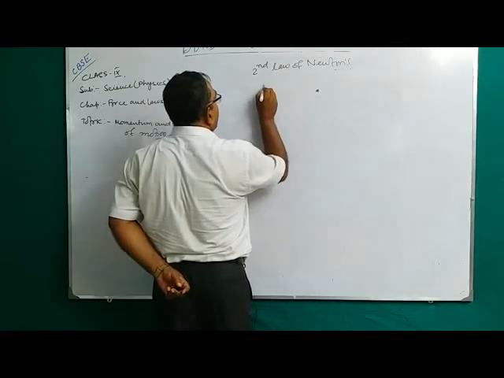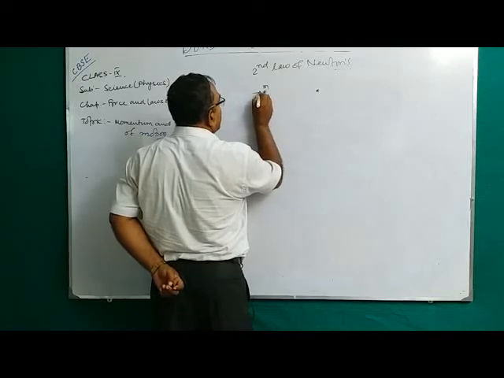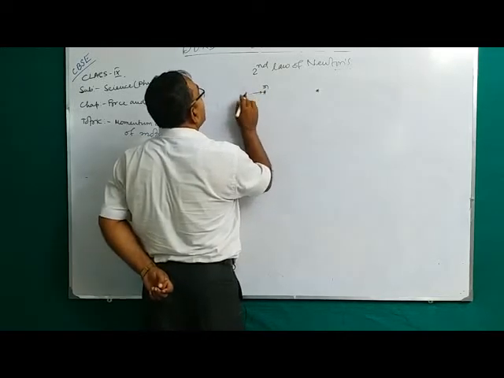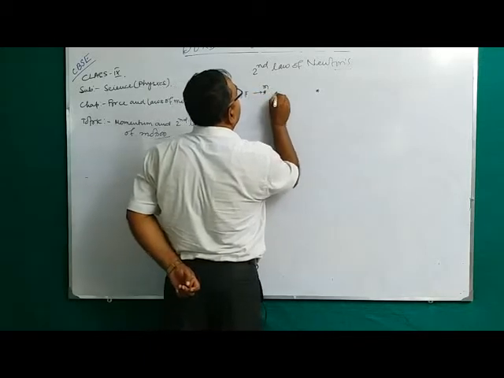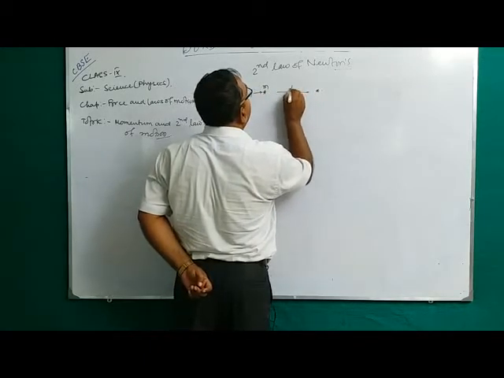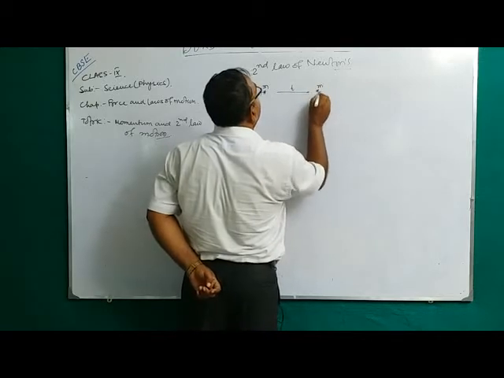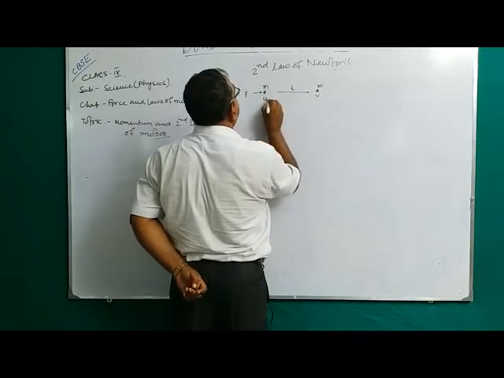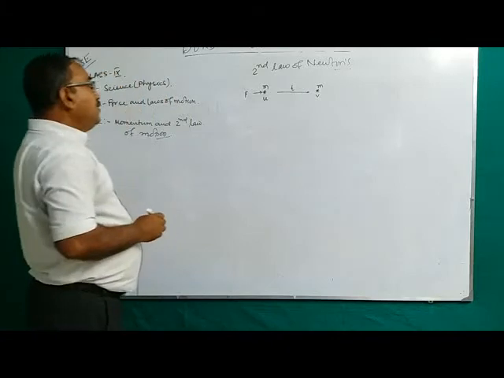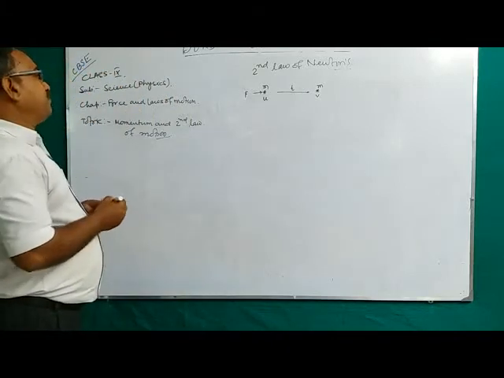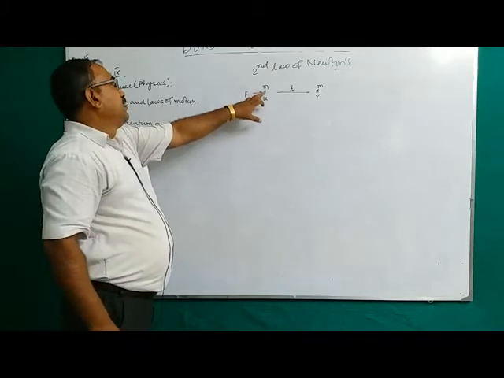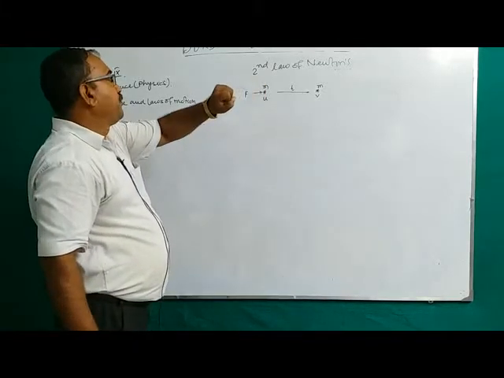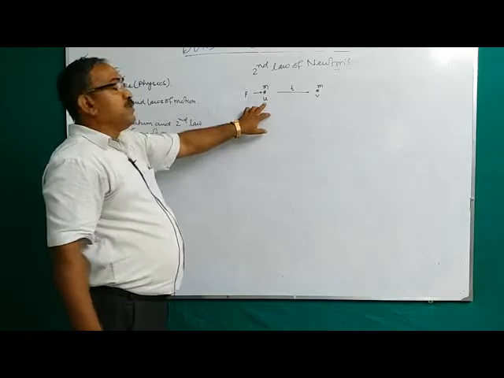An object of mass m, the applied unbalanced force, you consider F. After a certain time, the velocity of that object is v. Means, an object of mass m moving with a velocity u.